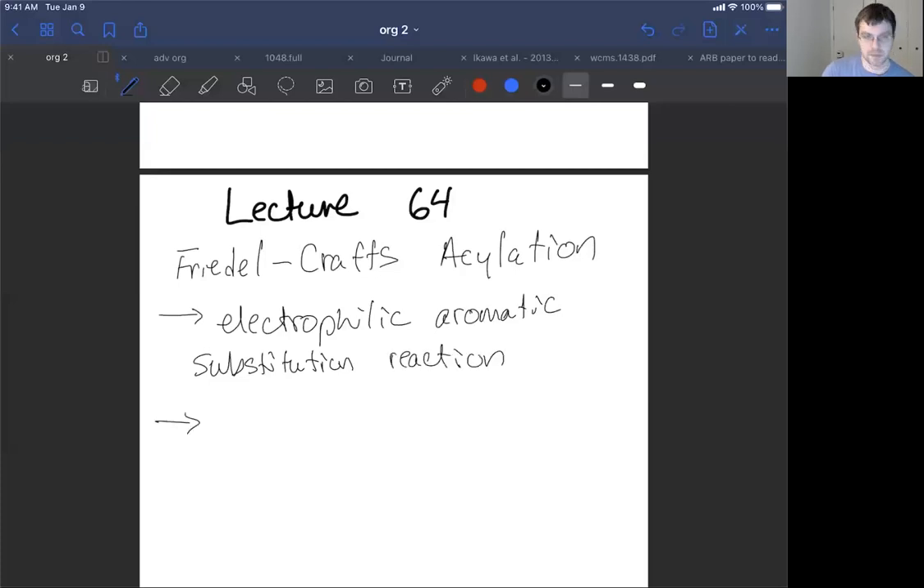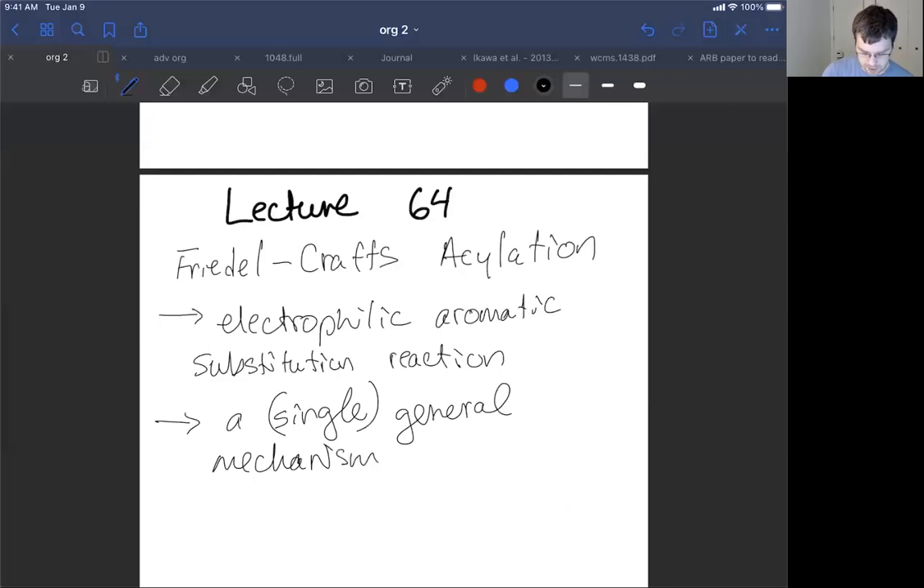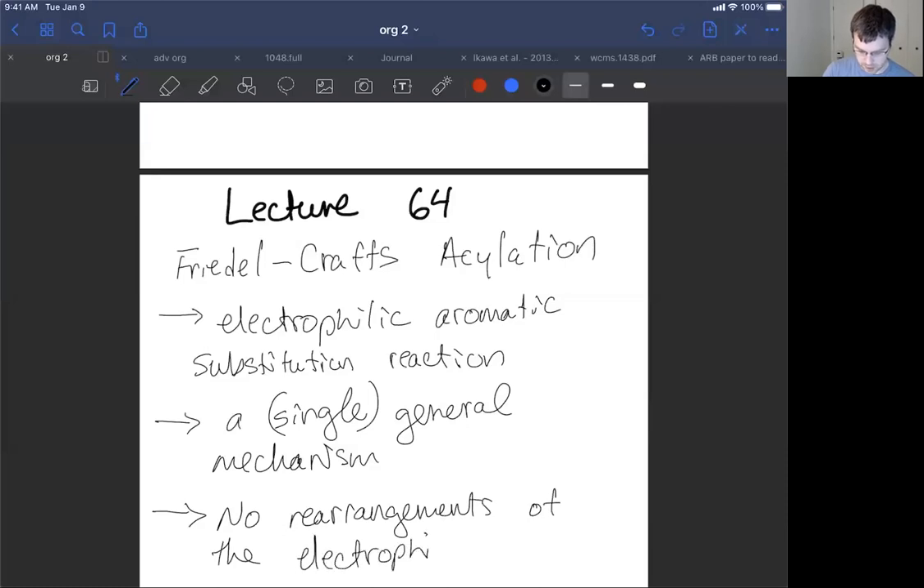Okay, it has a single general mechanism for the most part. There's a little bit of a hitch there if you watch the lab movie, a tiny one, but it's not as big of a deal as the alkylation reaction, and there's no weird rearrangements of the electrophile. For the most part, I'm sure somebody out there's found something, but nothing you need to worry about for this class.